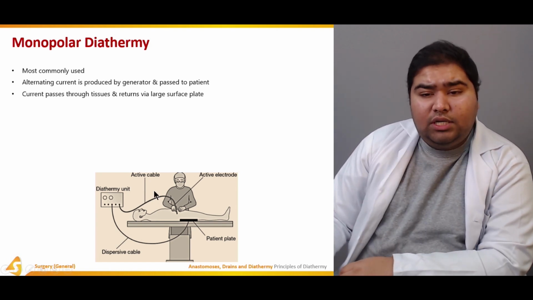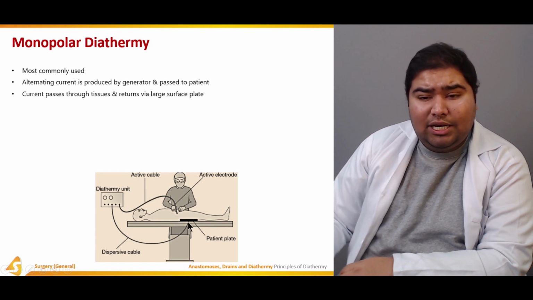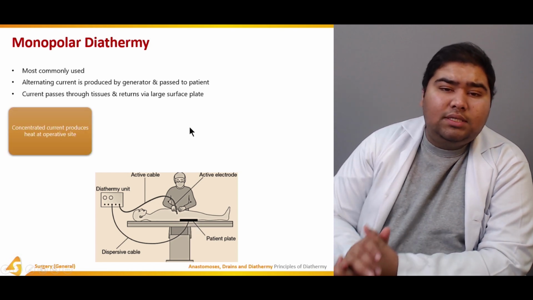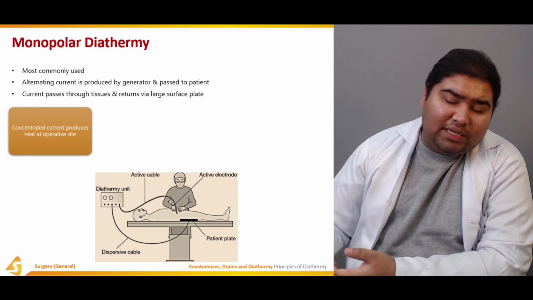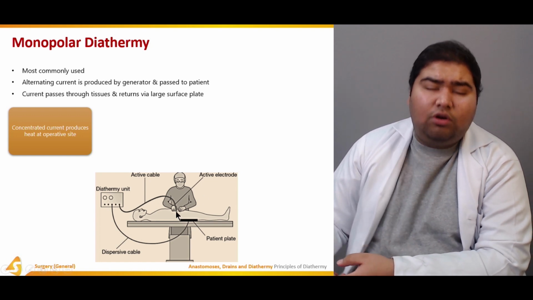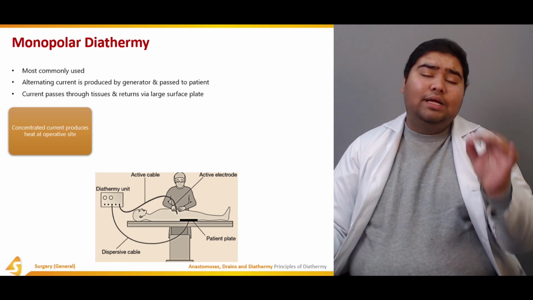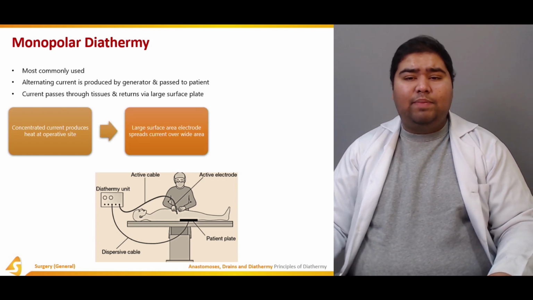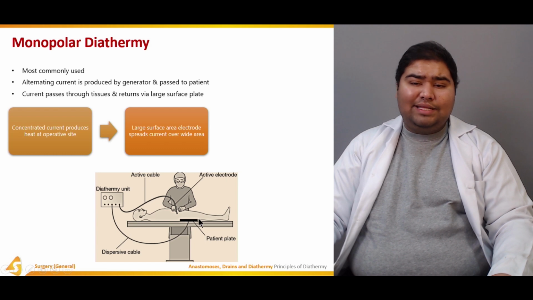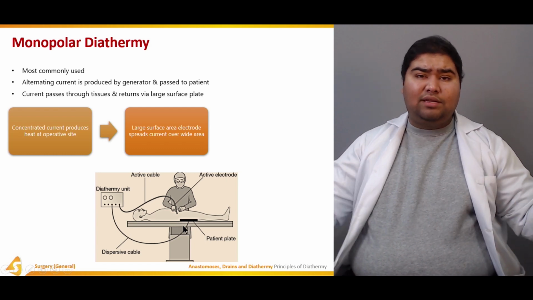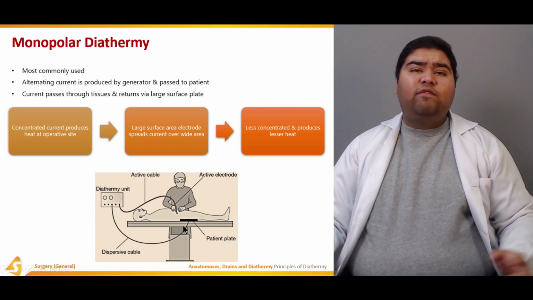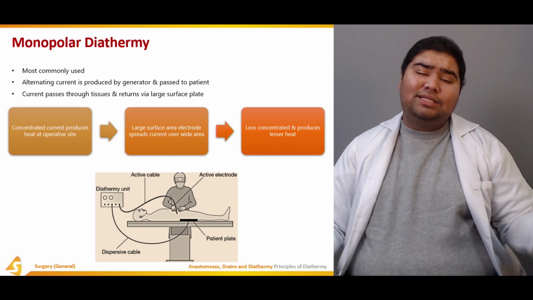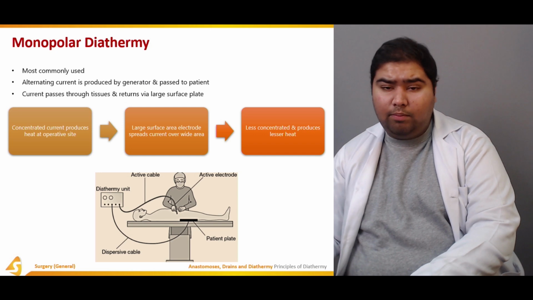Now the current passes through the tissues. Here you can see the current is passing through the tissues and it returns via the large surface plate. This is the large surface plate. Now concentrated current produces heat at the operative site. So since at the site of the active probe the current is concentrated, this produces heat. This heat is collected by the large surface area electrode. Here you can see this is the large surface area electrode, and this is collected from a wide area. Collection from a wide area decreases the concentration of current and produces lesser heat. This lesser heat prevents any damage to the body.